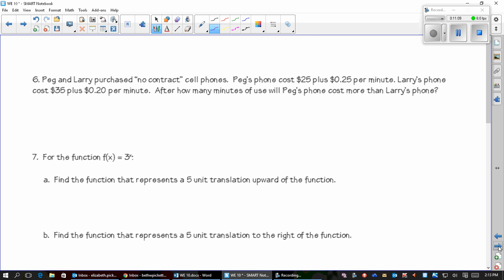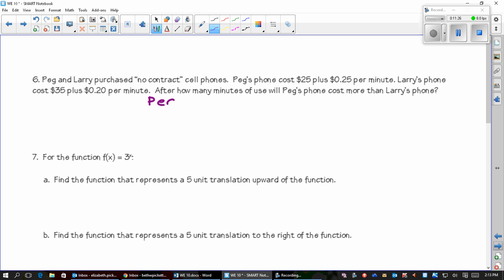Okay, number 6, Peg and Larry purchased no contract cell phones. Peg's phone costs $25 plus 25 cents per minute. Larry's phone costs $35 plus 20 cents per minute. After how many minutes of use will Peg's phone cost more than Larry's phone?